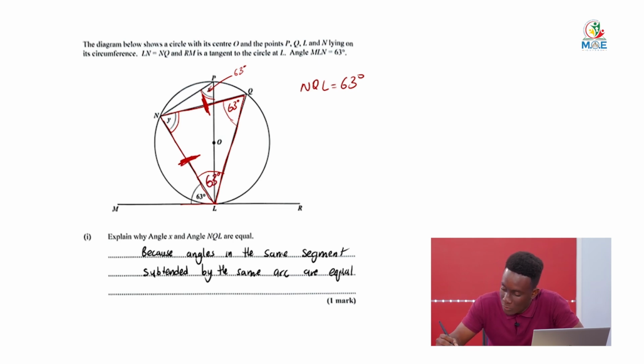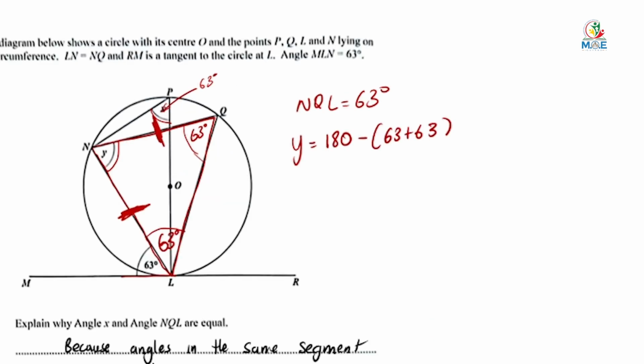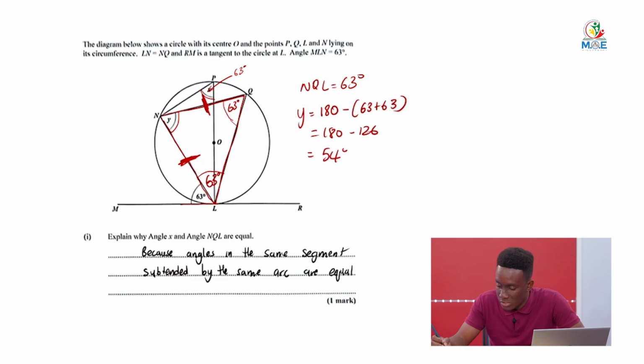So to find angle Y, we will say angle Y is equal to 180 subtract 63 plus 63. This will be 180 subtract 63 and 63, 126. So 180 minus 126 would give us 54 degrees. So angle Y is equal to 54 degrees.